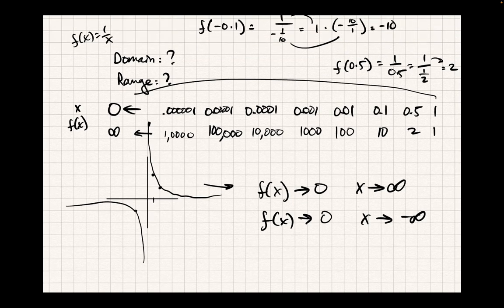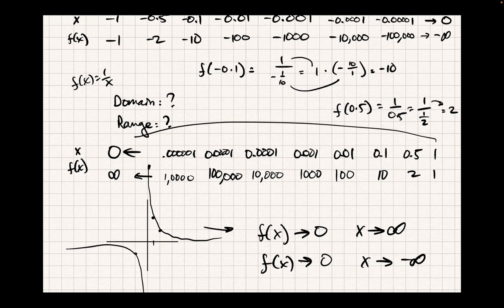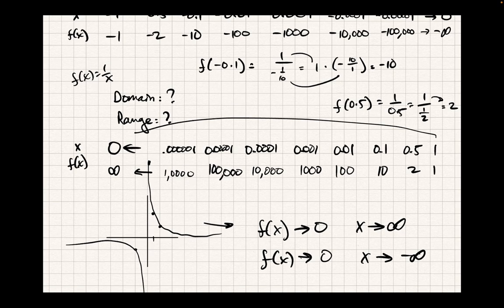What about as x is approaching 0? Does f of x ever reach infinity? Does it ever reach it? Well, remember the function is 1 over x. So if x ever reached 0, then we would reach an undefined function. How do you reach infinity? You can't do it.